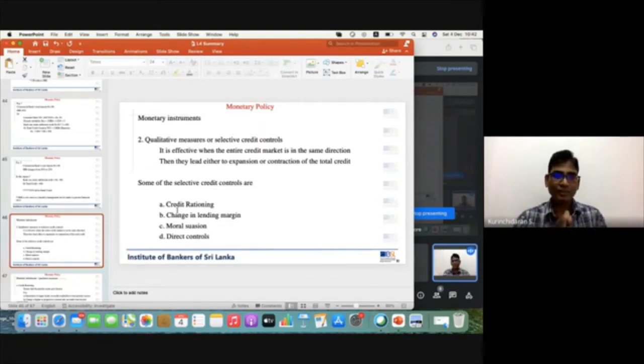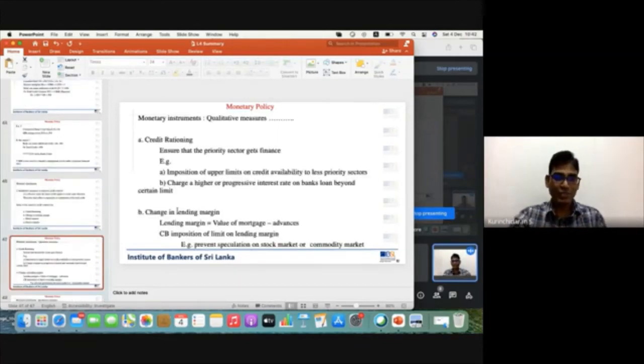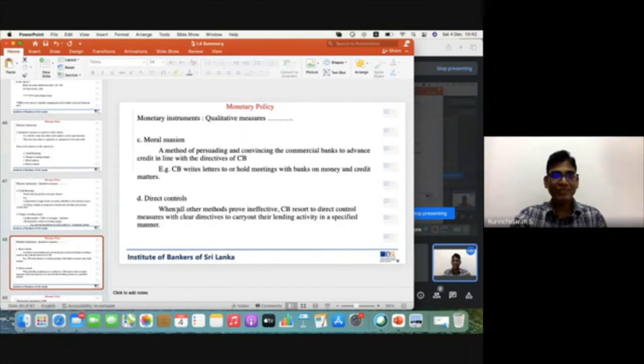So in qualitative measures, we can have these four items. Actually, I have given this explanation. Credit rationing is there, change in lending margin is there, and moral suasion and direct controls, right? So as I said, we will send a direction.